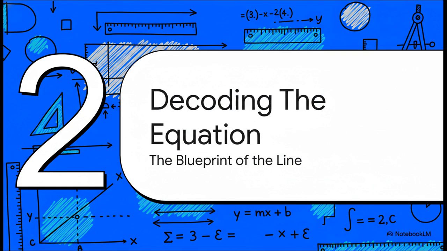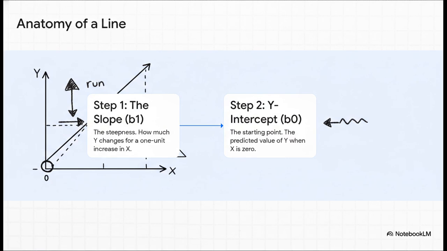Well, every regression line has a blueprint, and that blueprint is its equation. This is what tells us exactly where the line goes and, more importantly, what it all means. Any simple straight line really only has two main parts. First up, you've got the slope. You can think of that as the steepness. It answers the question, for every one step I take to the right, how many steps do I go up or down? And second, there's the y-intercept. That's just the starting point, where our line officially crosses that vertical axis.